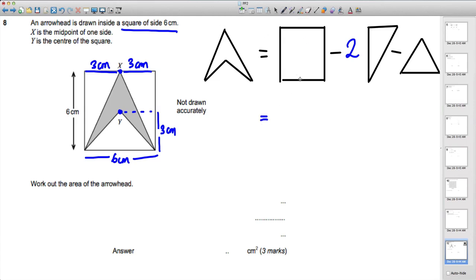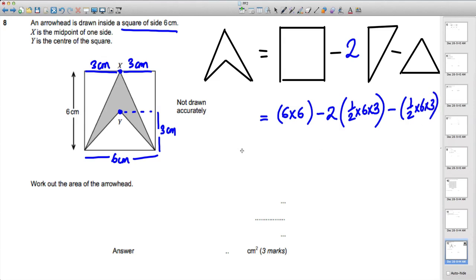So this would be equal to 6 multiplied by 6, it's a square. This would be subtract 2. Now what's the area of this triangle? Half the base times the height, so it'd be a half times 6 times 3, okay? And then this triangle here is a half times 6 times 3 as well, because it's half the base times the height, so minus a half times 6 times 3.